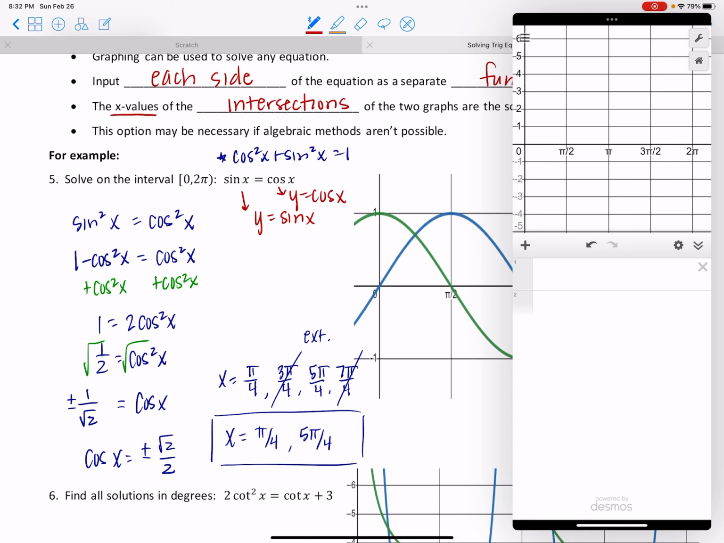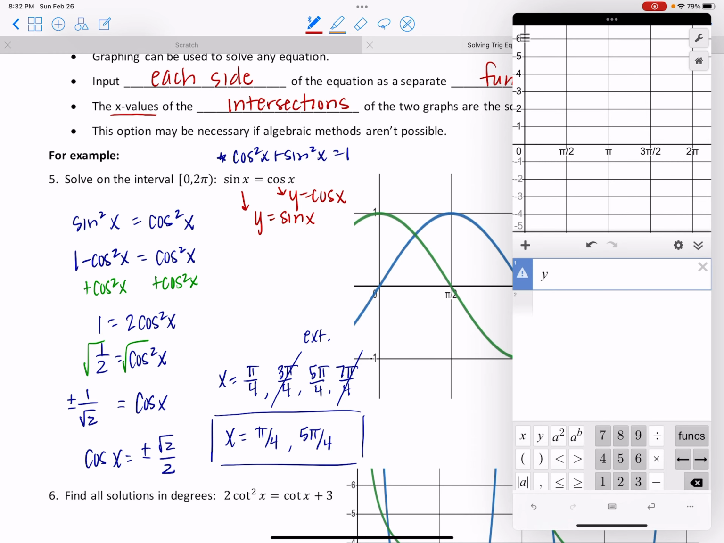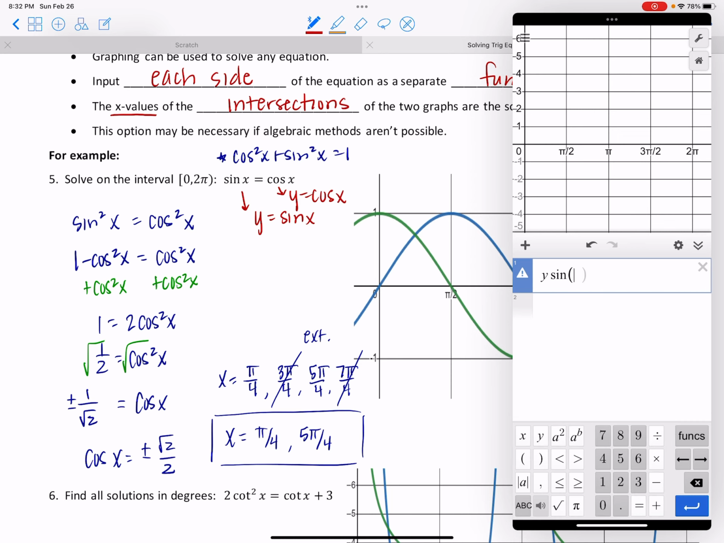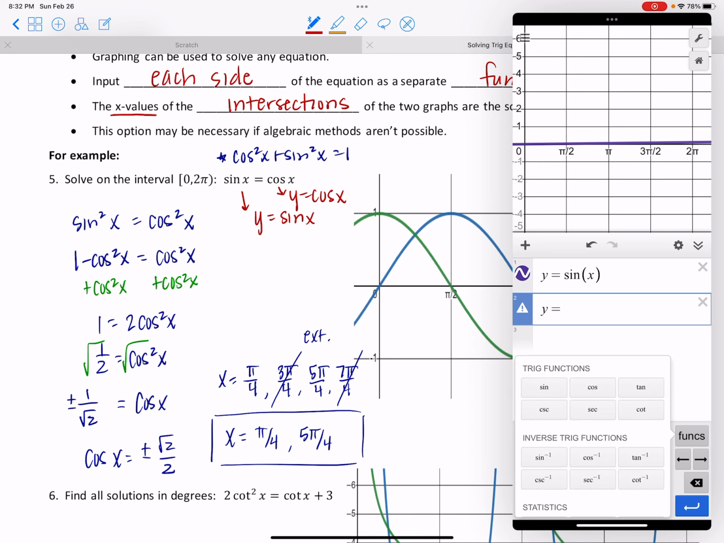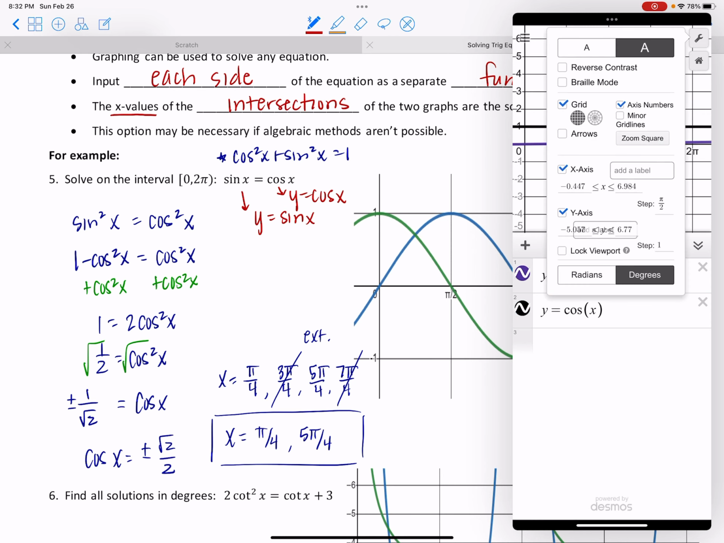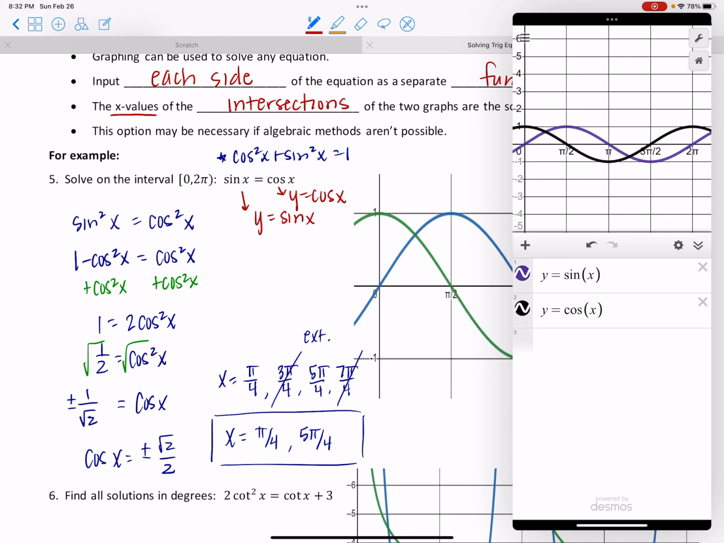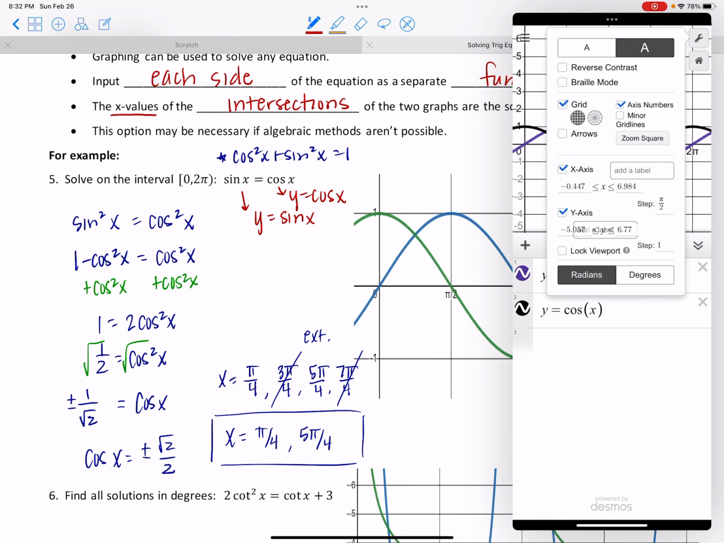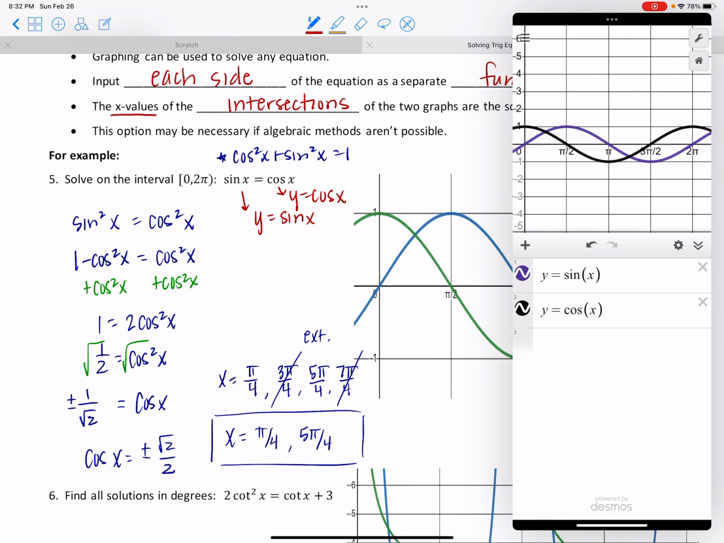So if I graph y equals the sine of x, maybe if I put an equal sign in there, that would be good. And then y equals the cosine of x. And something's wrong with my picture. There we go. It's because I was in degrees, so that did not look right. So radians. So here we go. The two solutions we said would be pi over 4 and 5 pi over 4.